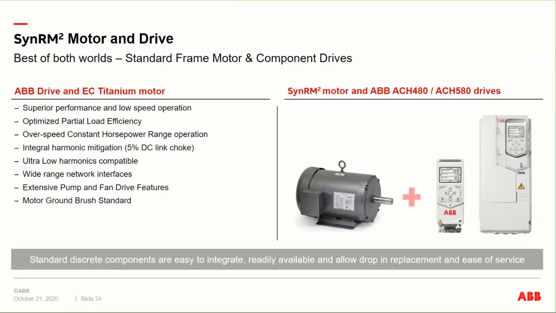The standalone ACH580 also gives you additional capability. Standard permanent magnet motors and electrically commutated motors put out harmonics at non-traditional points, so they're not really easy to mitigate. And with this, you can use a standard power converter like the ACH580. It has a 5% DC link choke with built-in harmonic mitigation.